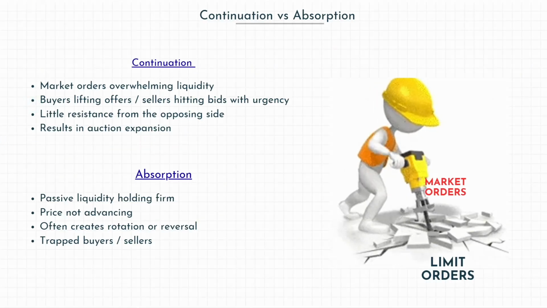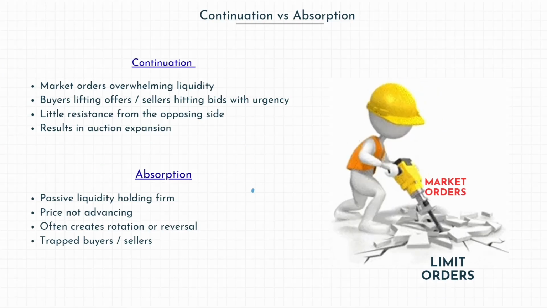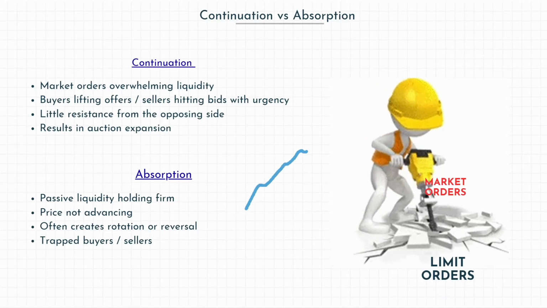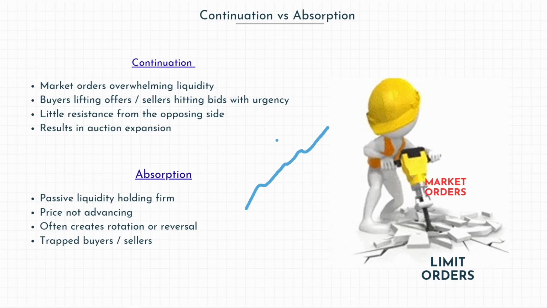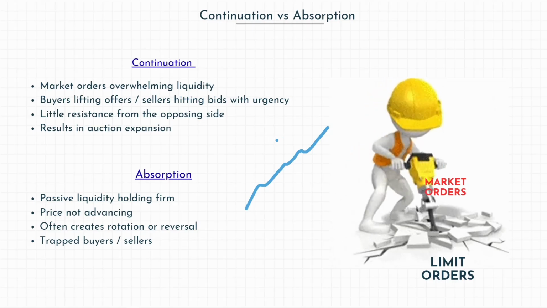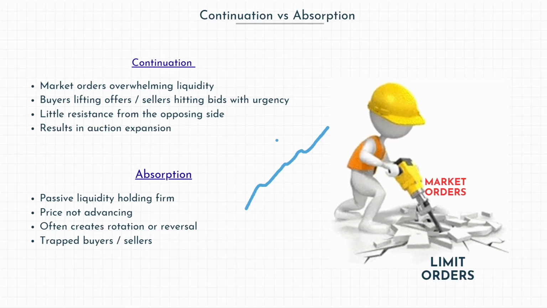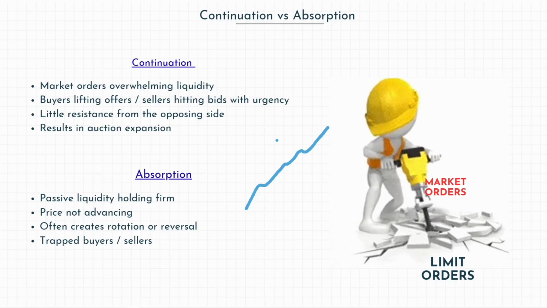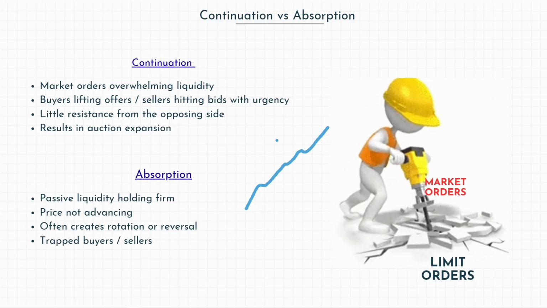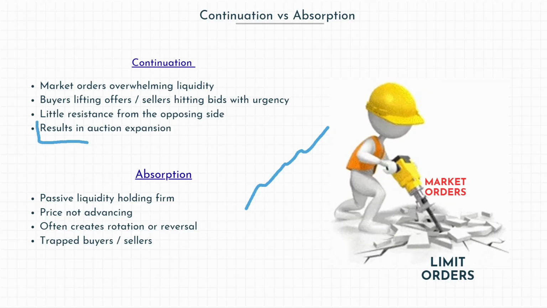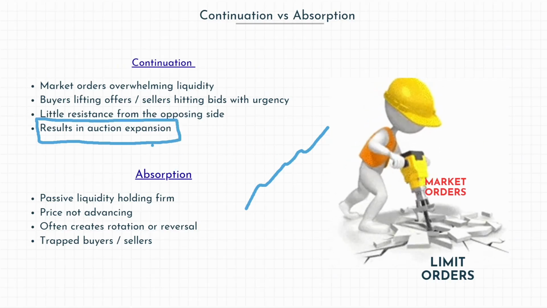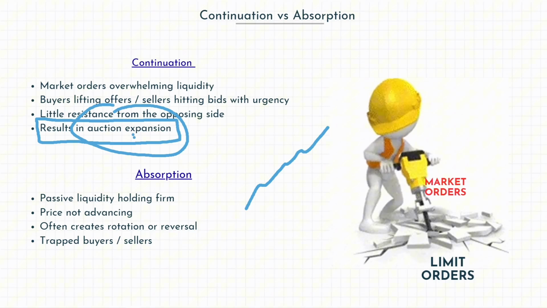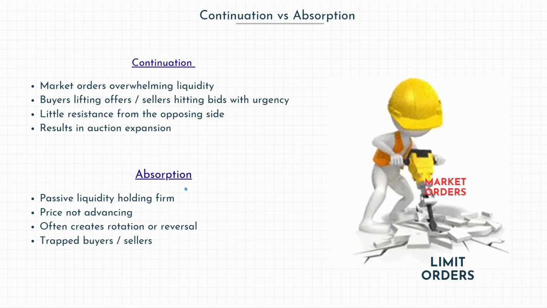When you're seeing continuation, the market orders, so the aggressive participants, are overwhelming the passive participants. You'll hear oftentimes in markets, buyers lifting the offer, sellers hitting the bid, there's urgency, there's little resistance to the top side, and if you're an auction theory player, you play market structure, Wyckoff, that stuff, it's expansion, it's breakout price action. And then there's absorption.